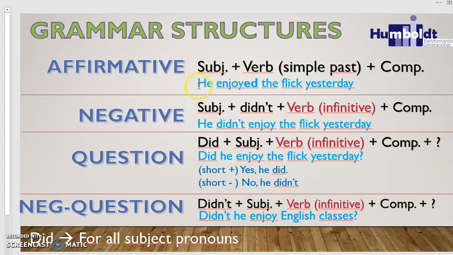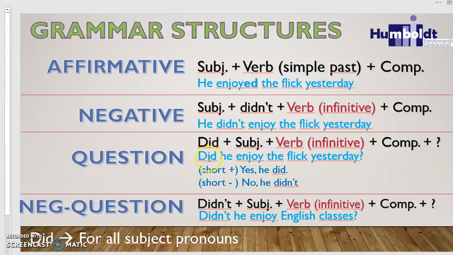So we have the affirmative as he enjoyed the flick yesterday. Él disfrutó la peli ayer. In the negative form, we're going to add didn't and the verb changes into present. So he didn't enjoy the flick yesterday. So it means that if you write like this, it's a mistake, right? So be careful with that.